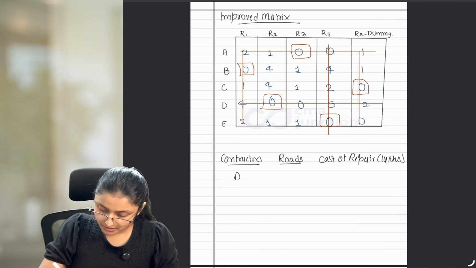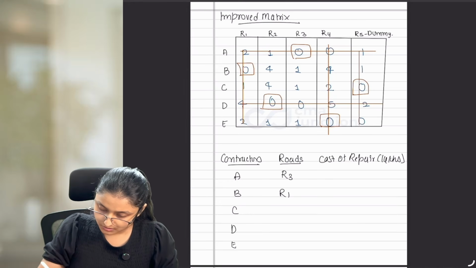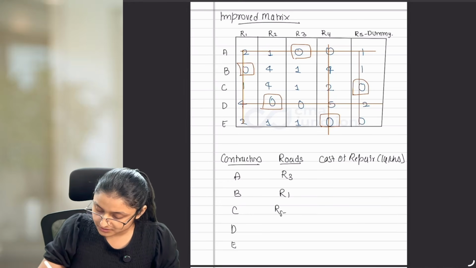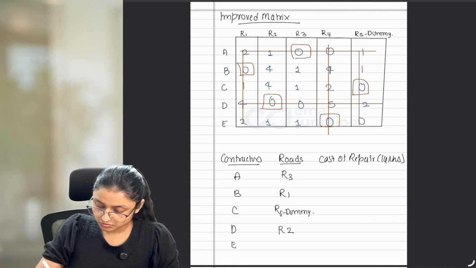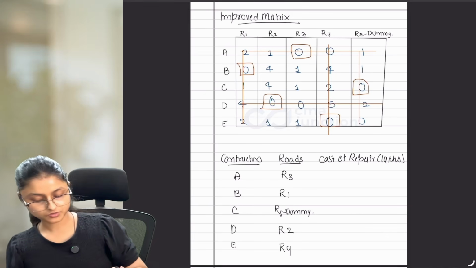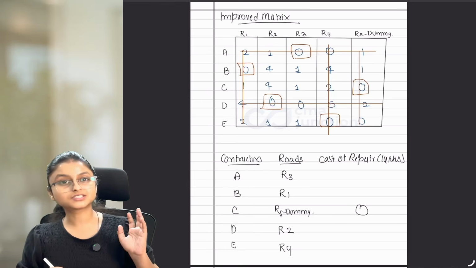So contractors are A, B, C, D, E. Roads: A is allotted to R3, B is allotted to R1, C is allotted to R5. That means dummy. That means there is no allotment to C contractor. Next, D is allotted to R2 and E is allotted to R4. What is the cost of repair here? For this, we will have 0 cost because it is a dummy.